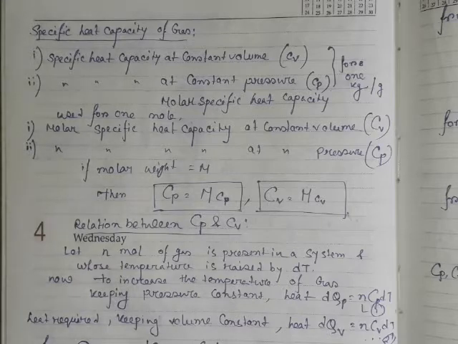And now the next question is, which one is greater? That means, is CP, the molar specific heat capacity at constant pressure, greater than the molar specific heat capacity at constant volume, CV, or vice versa, that means CV is greater than CP? Which one is greater? Now we are going to see that.